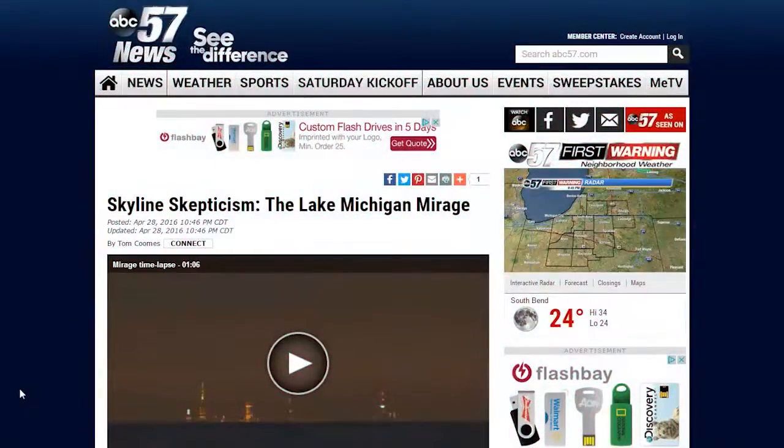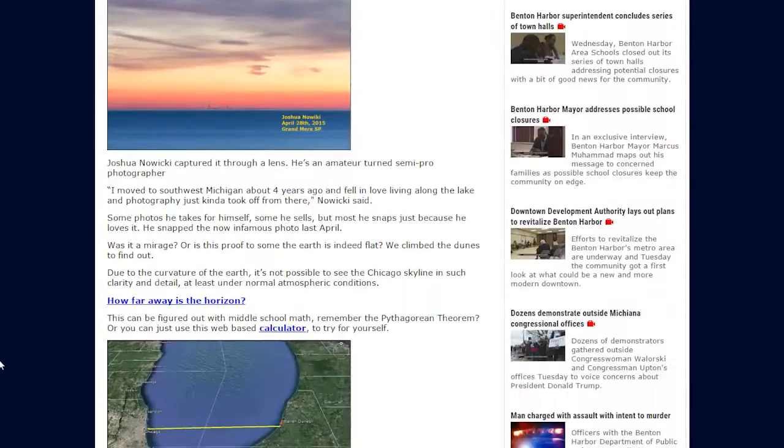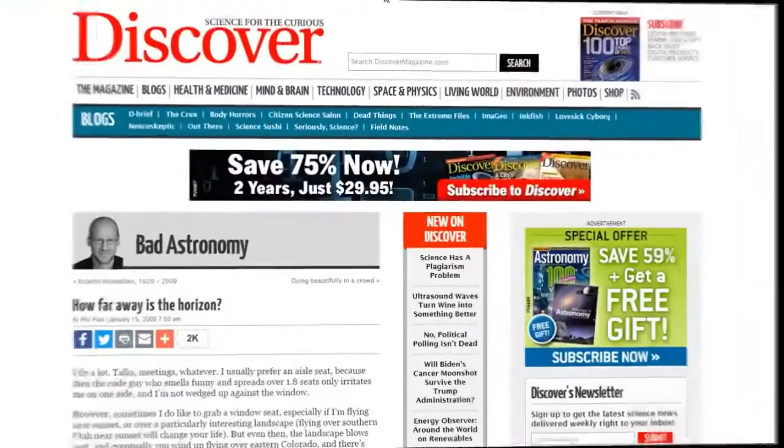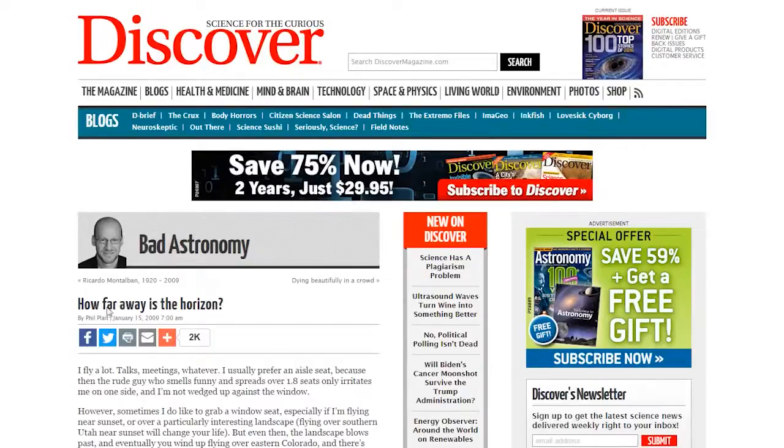So let's check that out. Here on the website, scroll down, and he's got this link right here. How far away is the horizon? If you click on that, it takes you to this page right here. From Discover magazine, I guess. How far away is the horizon, from Bad Astronomy? That's properly labeled, I think. Bad Astronomy. It could also be Bad Geometry.